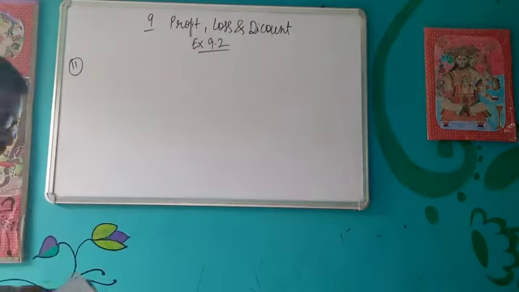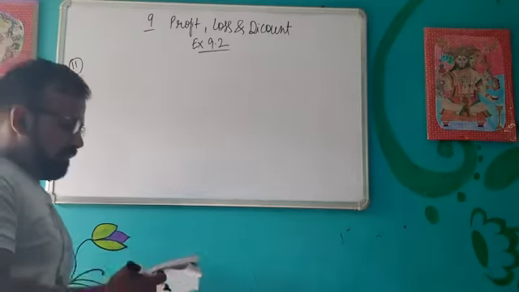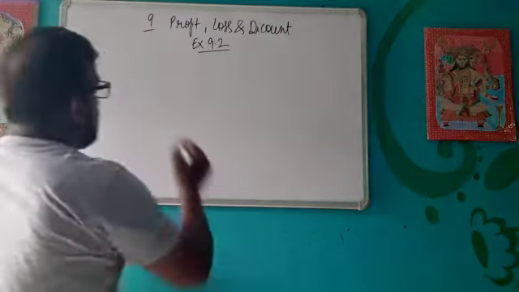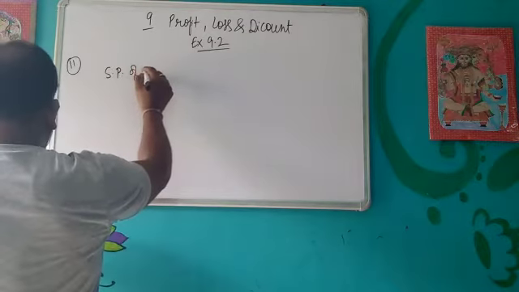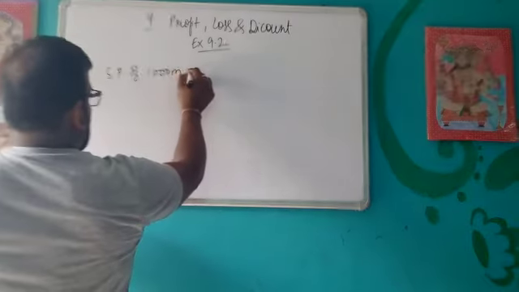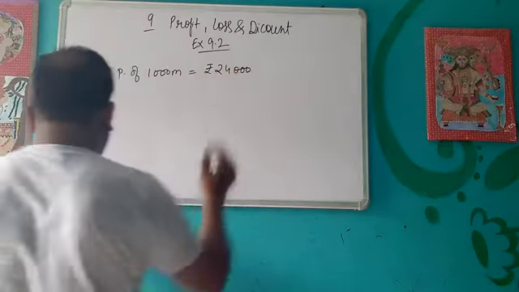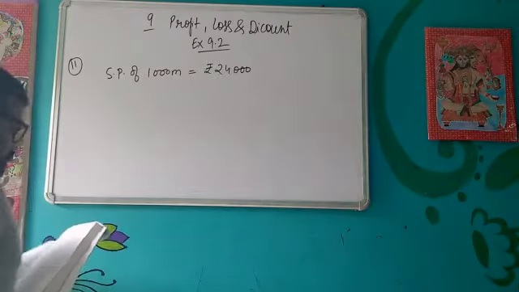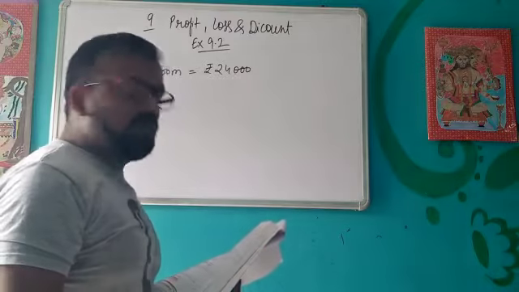Then in question number 11, it is given that Hira sold 1000 meters of cloth for rupees 24,000. That means the selling price of 1000 meters is rupees 24,000 and she incurred a loss of 4%. So we have to calculate the cost price per meter.